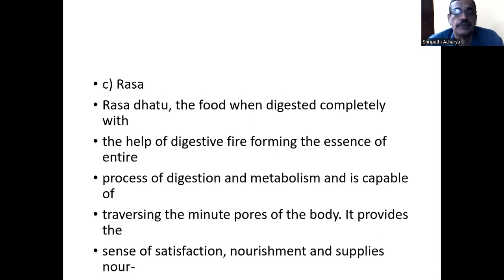The third one is Rasa. Rasa is the food which digests completely with the help of digestive fire, forming the essence of the entire process of digestion and metabolism, and is capable of traversing the minute pores of the body, providing a sense of satisfaction and nourishment.